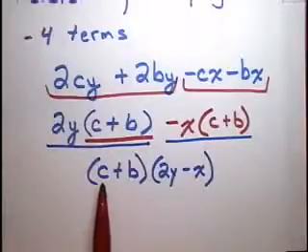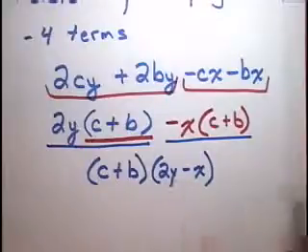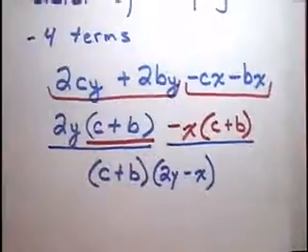Again, I can check this answer. If you multiply these terms out, 2 terms times 2 terms will give me the 4 terms that I started with in the problem. Let's do one more example.